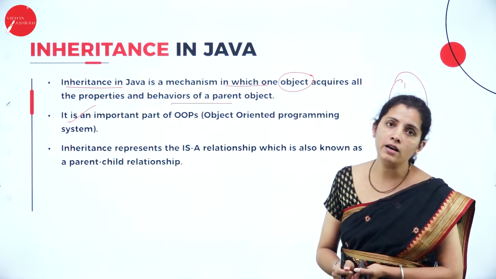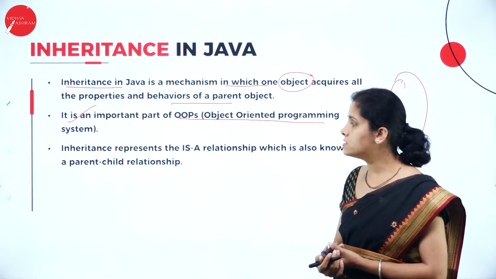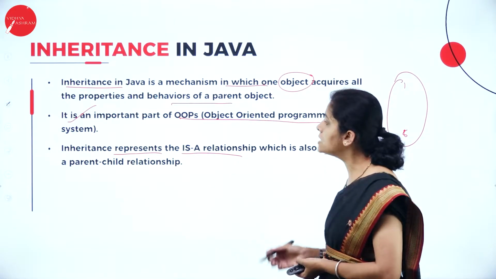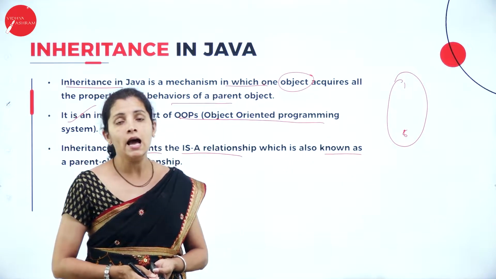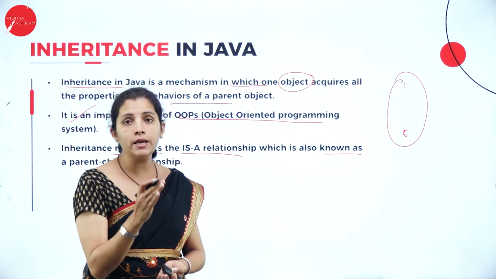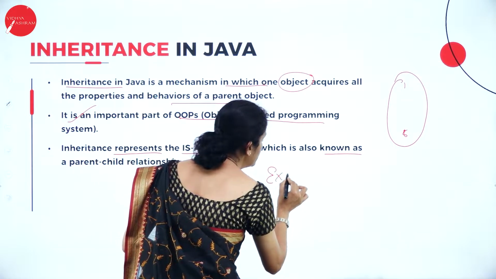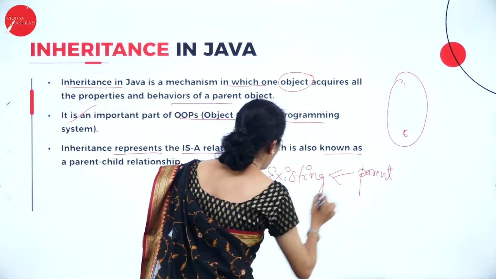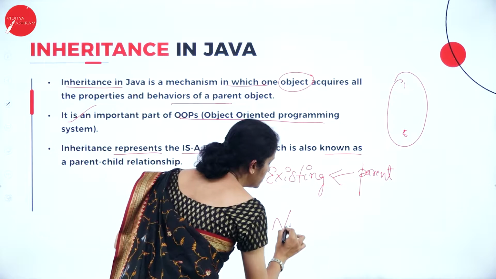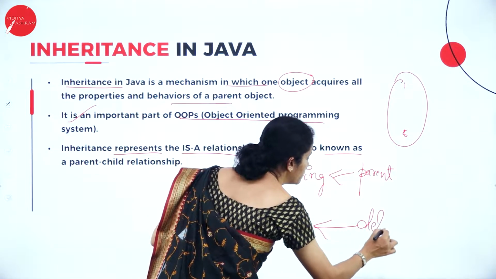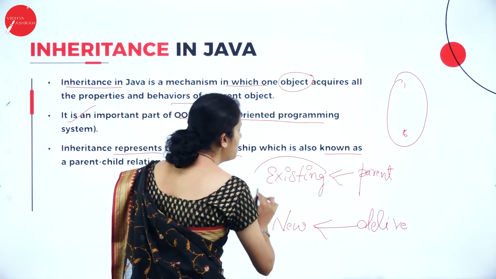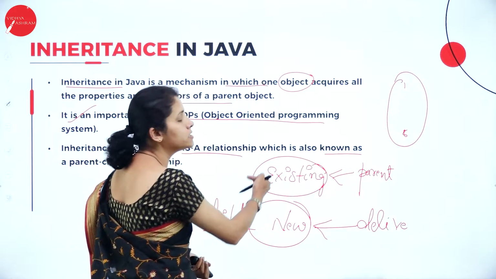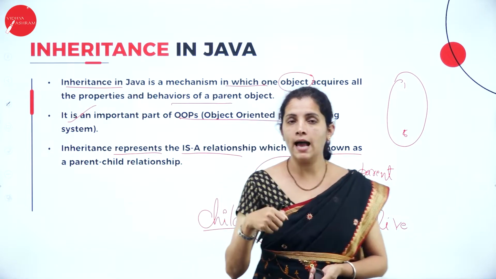It is an important part of OOPS, that is object oriented programming system, and inheritance represents the is-a relationship, which is also known as parent-child relationship. So, dear student, as I discussed, I am going to acquire the property of an existing class. This existing class is nothing but the parent class. Okay, and the new class is known as the derived class. Now this is my parent and this is my child. So, what kind of relationship? That is nothing but the relationship between the existing class as well as the new class.